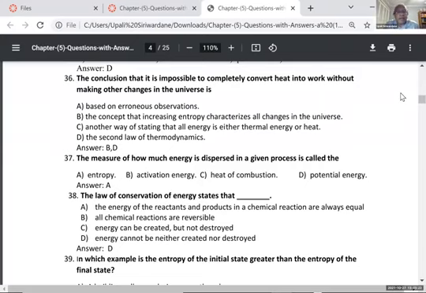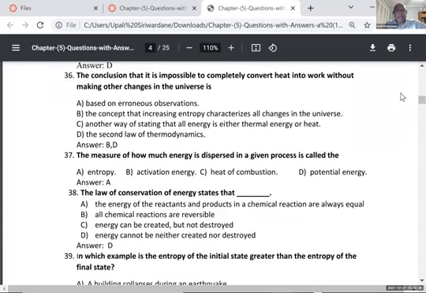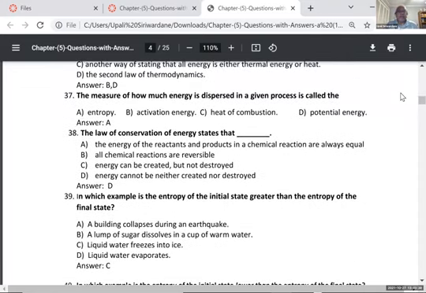The second law of thermodynamics: entropy and the increasing chaotic nature of the universe is the second law of thermodynamics, entropy increase. Therefore, there are a lot of problems in the world. When you burn fossil fuel, a lot of energy is released, increasing the disorder. The measure of how much energy is dispersed in a given process is called entropy. How much energy is dispersed in a given place.